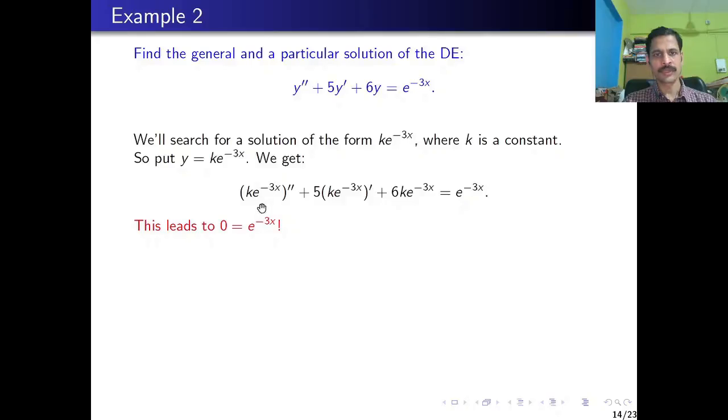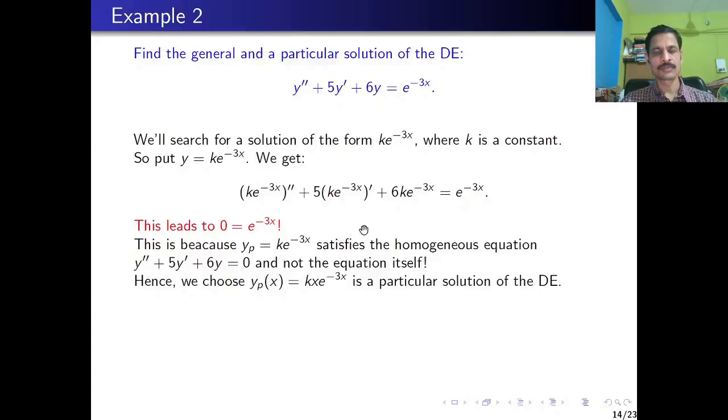So we compute what happens. We take the double derivative here, the single derivative here, and compute this. It turns out that the left hand side will be 0, whereas the right hand side is not 0. So this does not give us any value of k. So in this case, the usual method of undetermined coefficients fails, because it happens that e raised to minus 3x is also a solution of the associated homogeneous equation.